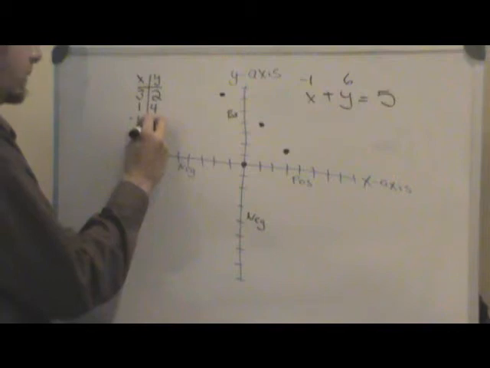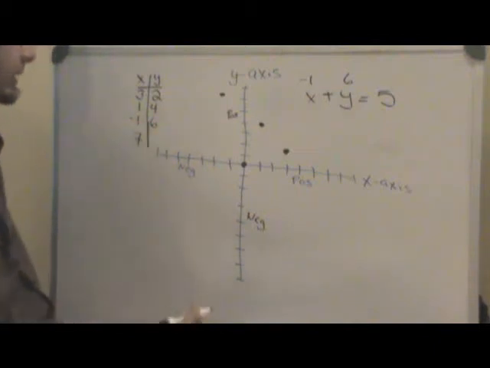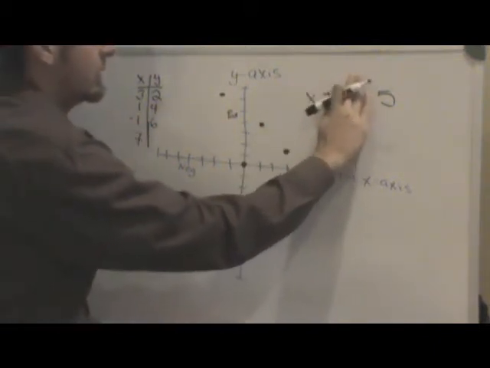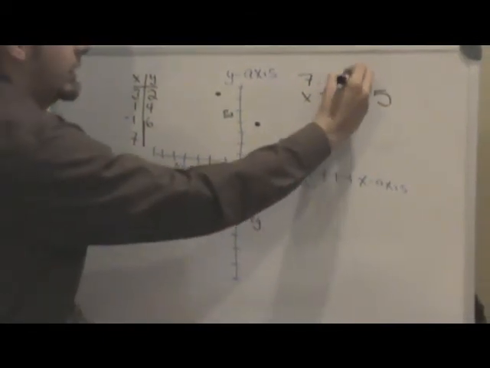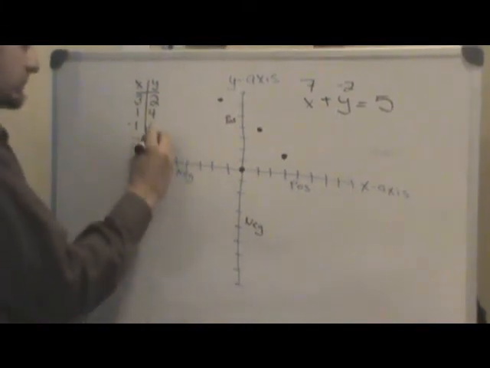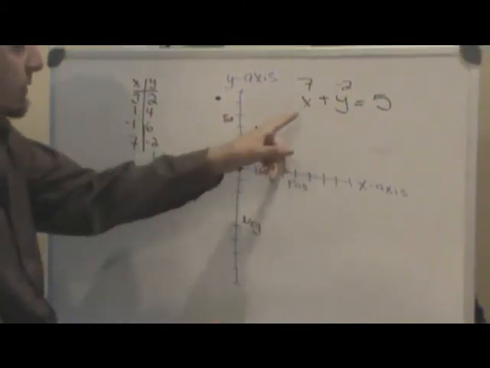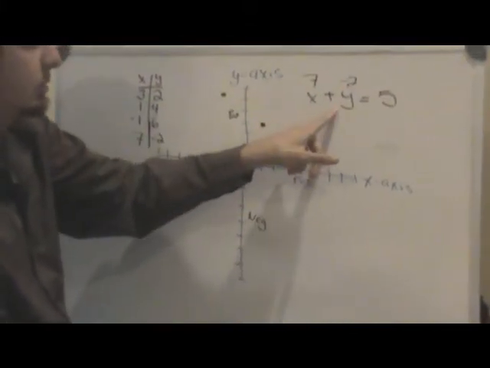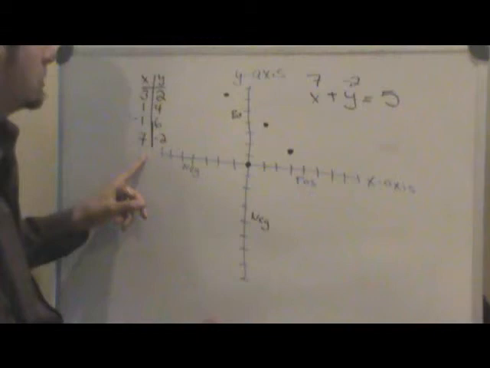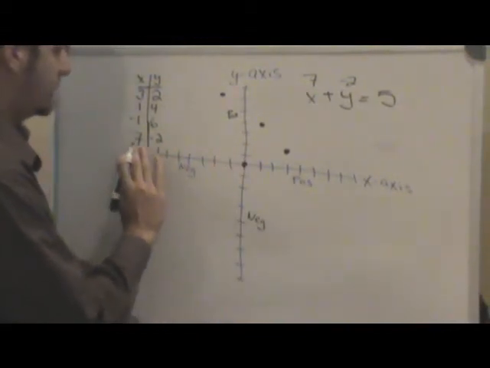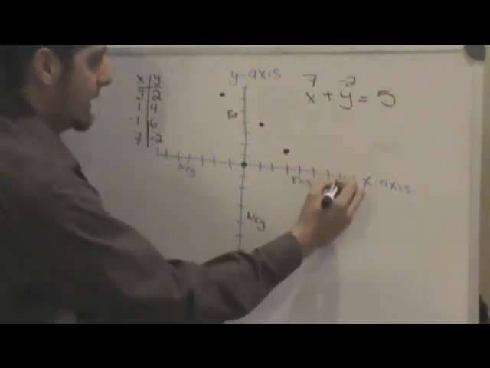And we'll do one more point. What if we had an x coordinate of positive 7? In order to make this equal to positive 5, y would have to be negative 2. So over here I have what's called a t-chart. This is a list of ordered pairs that satisfy this equation. They make this equation true. Not only do these ordered pairs make this equation true, but they're also all part of the same line. So let's plot this last point, 1, 2, 3, 4, 5, 6, 7, down 1, 2.